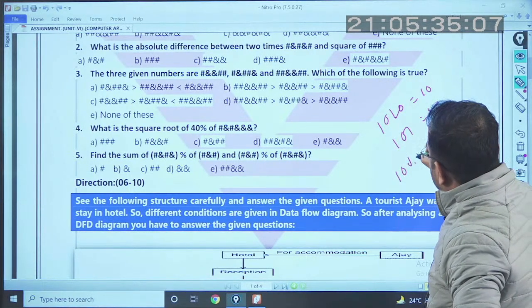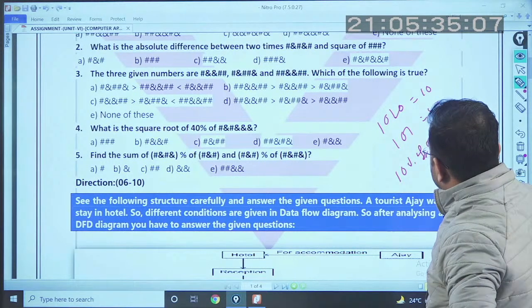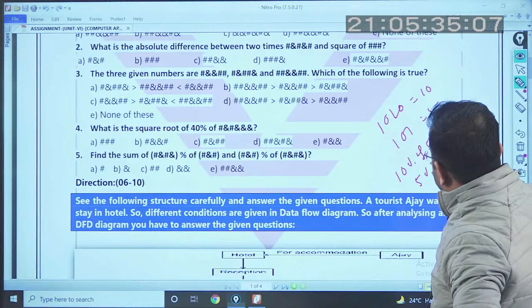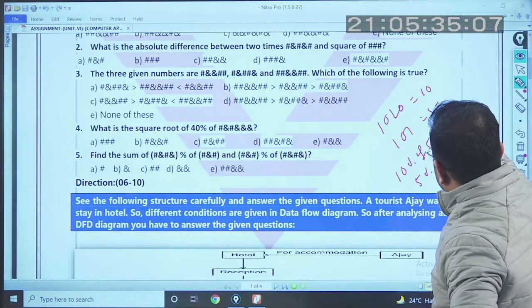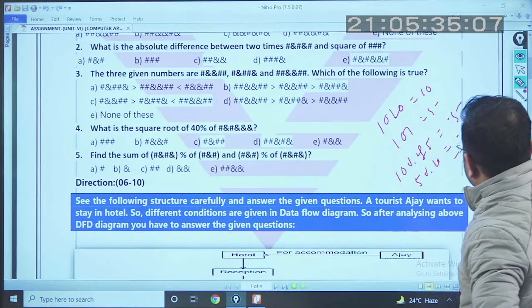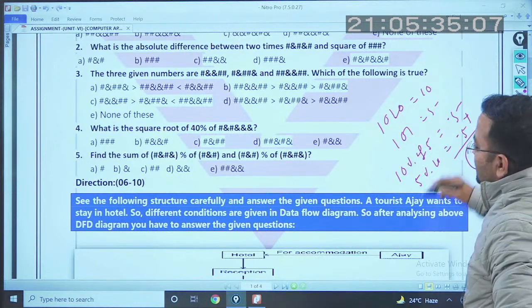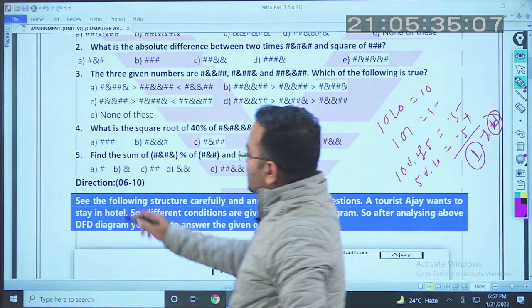10 percentage of 5. So 10% of 5 is 0.5. Then 5% of 10, this is also 0.5. So 0.5 plus 0.5, this is 1. And if it is 1, then it will be hash. Let's check whether hash is present or not. Yes, so answer is A.